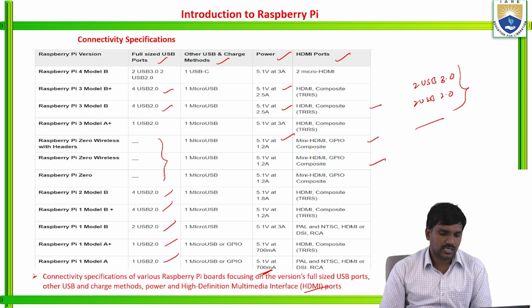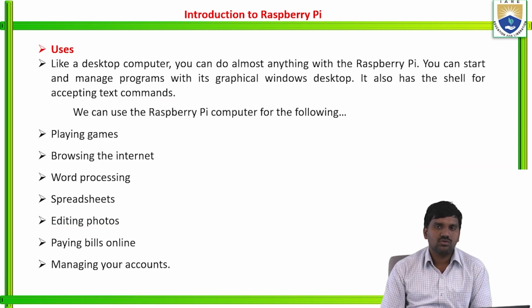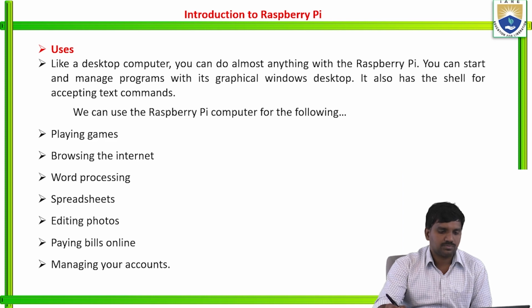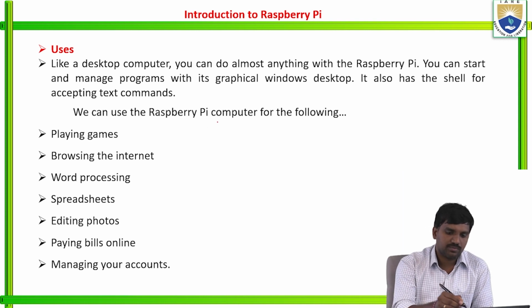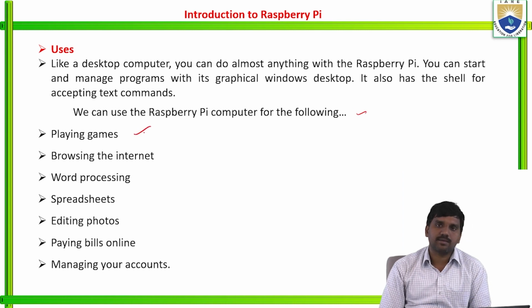So let's connect with the specification also using. We have some uses of the Raspberry Pi board. Like a desktop computer, you can do almost anything with Raspberry Pi. You can start and manage programs with its graphical Windows desktop. It also has a shell for accepting text commands. So we can use the Raspberry Pi computer for the following: just playing games.